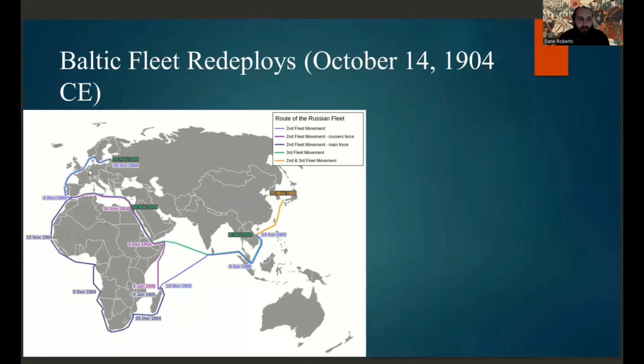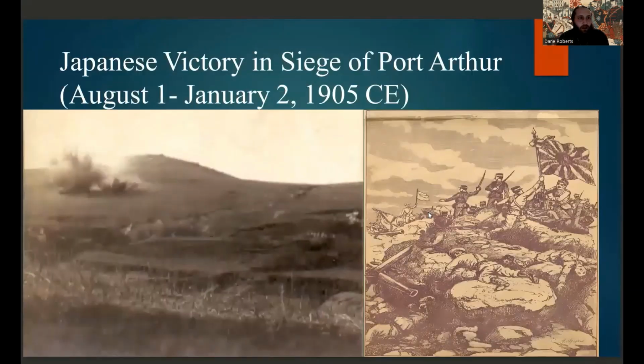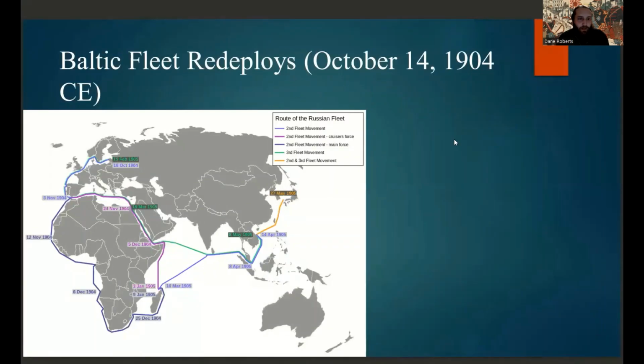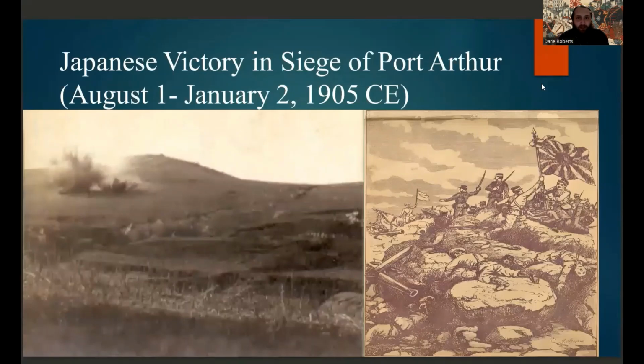Of course, this meant that they had to go a long way, some of them going around Africa, some of them having to go through the Sinai Peninsula and things like that. And during this point in time, the Japanese would gain yet another victory in finally taking Port Arthur after its protracted siege, which lasted from August 1st to January 2nd of 1905 CE.